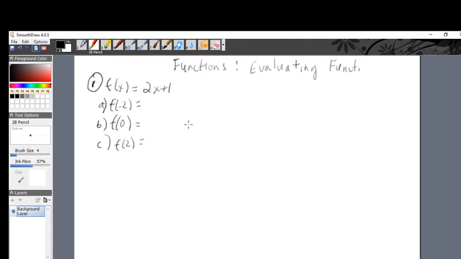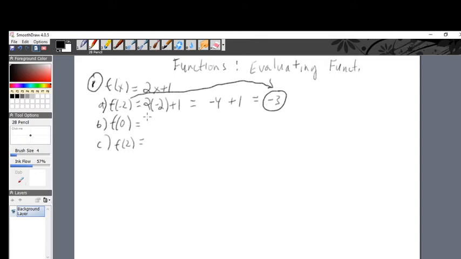So what do you have to do? What you have to do is that this is the input. X is your input into 2x plus 1. Your negative 2 is now going to replace the x. So you're going to have 2 times negative 2 plus 1. 2 times negative 2 is negative 4, plus 1 is equal to negative 3, and that is the answer to the question. F of negative 2 is negative 3.